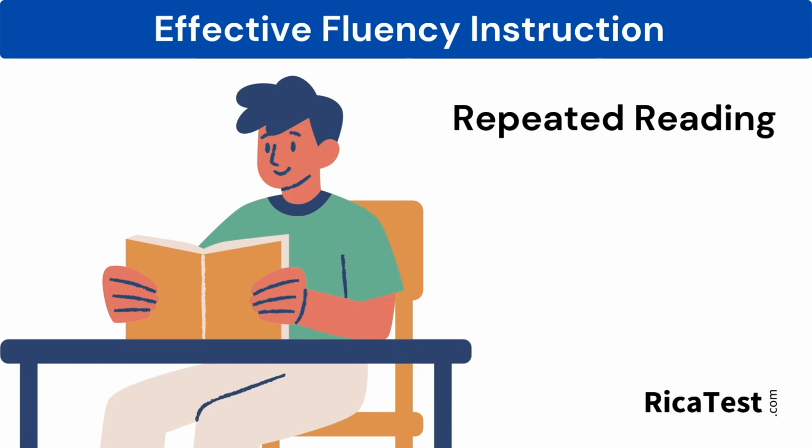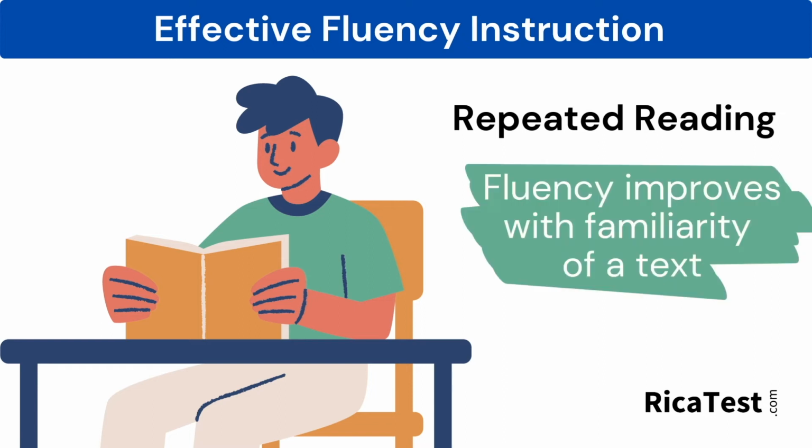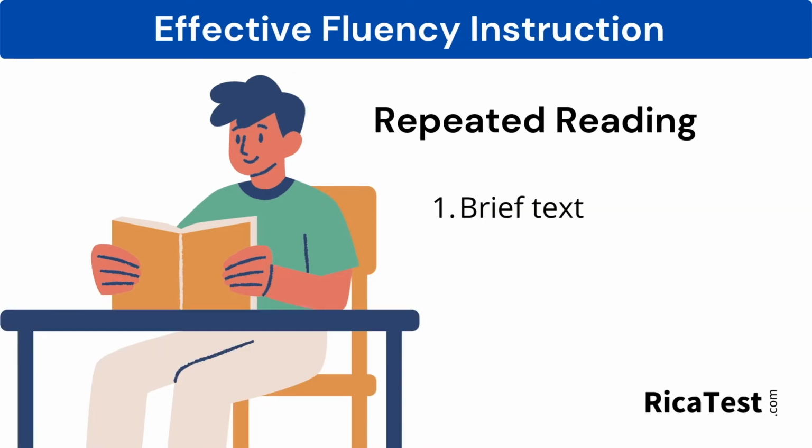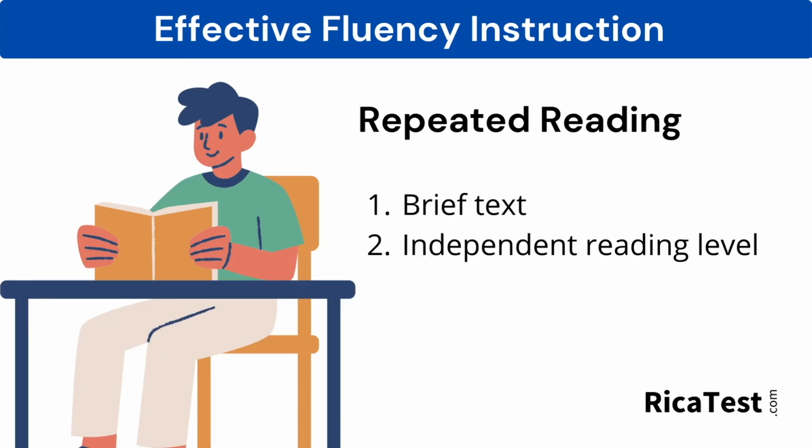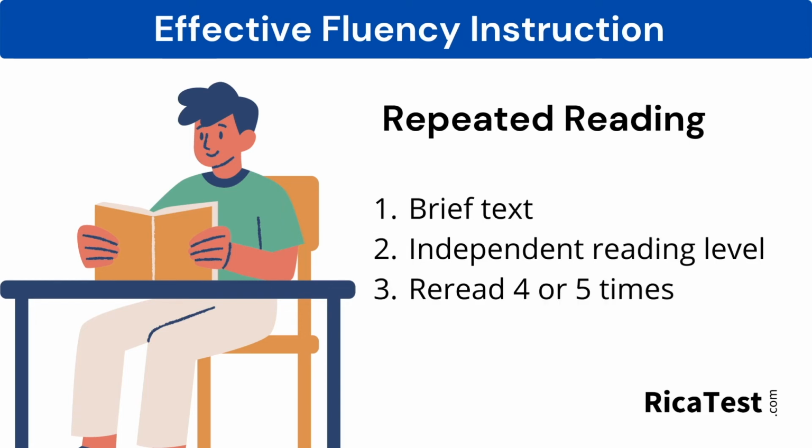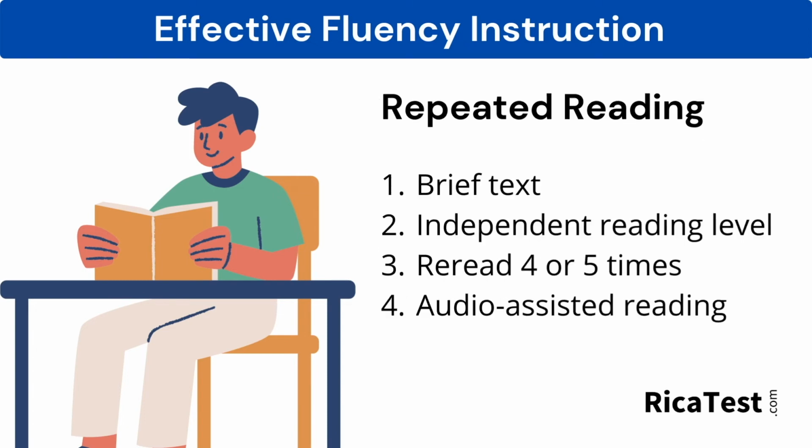As the name says, this instructional strategy gives students the opportunity to read the same text repeatedly or several times. The method of repeated reading works because fluency improves with familiarity of a text. Important considerations when using repeated reading include the text being read should be brief and the same length as mentioned for monitored oral reading. The text should also be at the student's independent reading level. Also, the student should read the text 4 or 5 times.